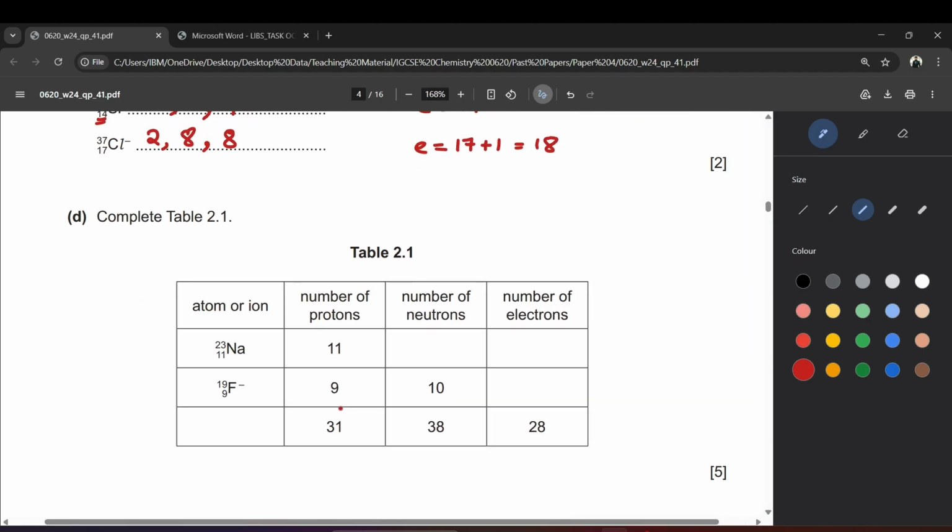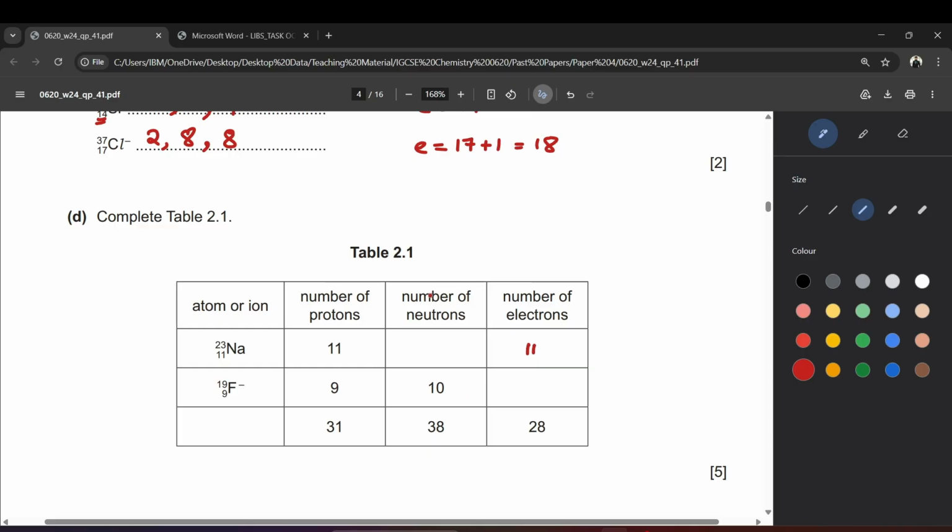Okay, part D. So we have to complete the table. The number of protons are already given for all three of them. We have to fill in the number of neutrons and the number of electrons. So for the first one, this is a sodium atom. Now because this is an atom, it does not have a charge over here. The number of electrons and protons will be the same. So we have 11 protons over here. Therefore, we'll also have 11 electrons.